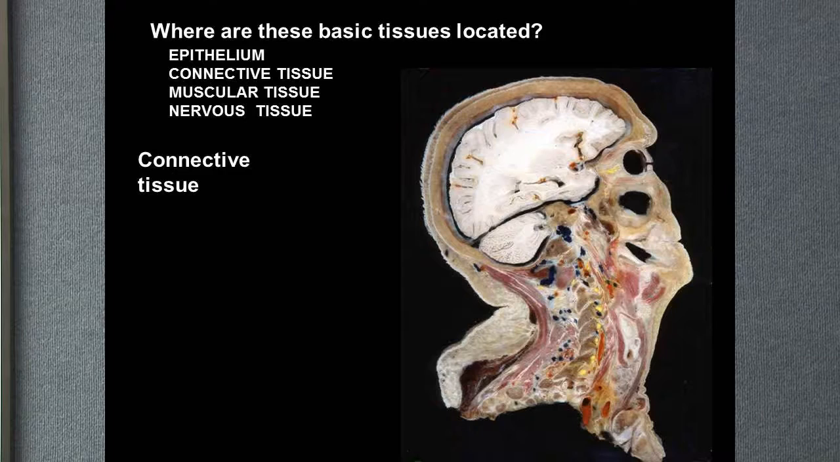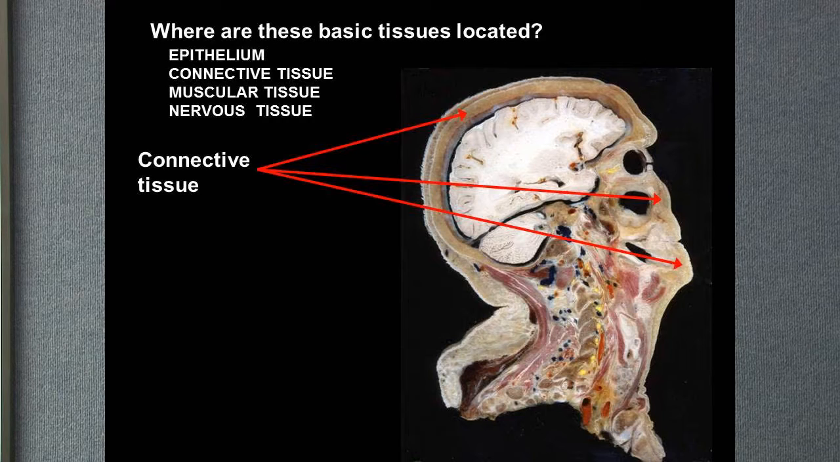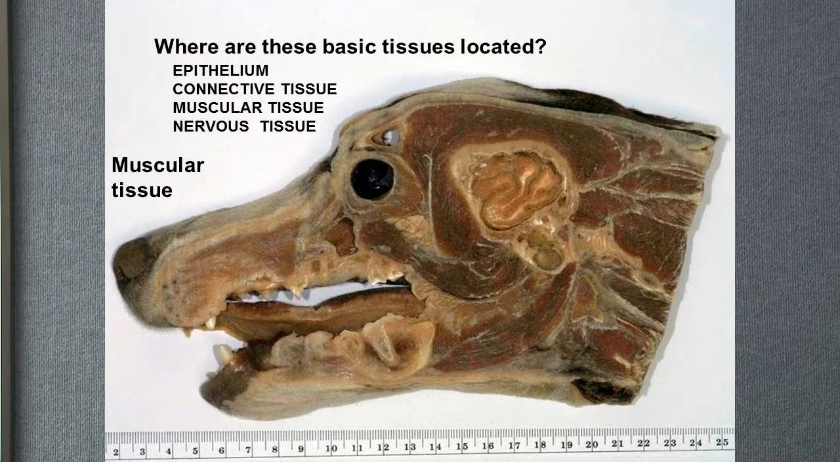Connective tissue in humans, of course, the skull, the bones are connective tissue. Also, the cartilage in your nose is connective tissue. Also, your teeth, connective tissue, as well as the fat is connective tissue. If we look at muscle, we can see muscle here on the dog's head. There's also muscle in the eye that allows you to move your eye. There's also muscle in your skin.